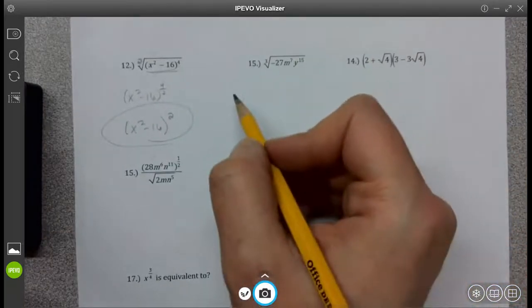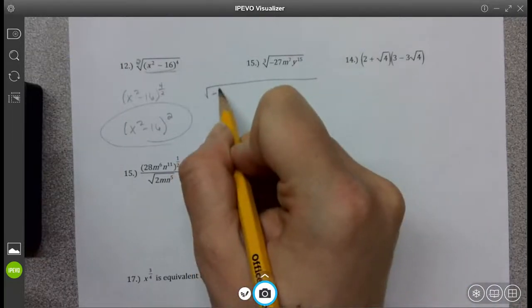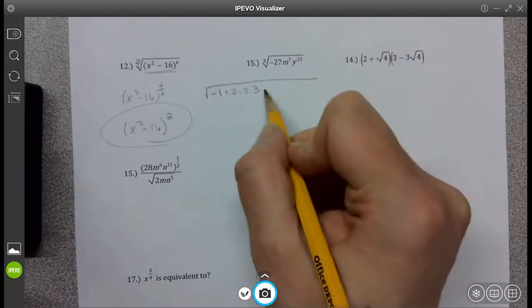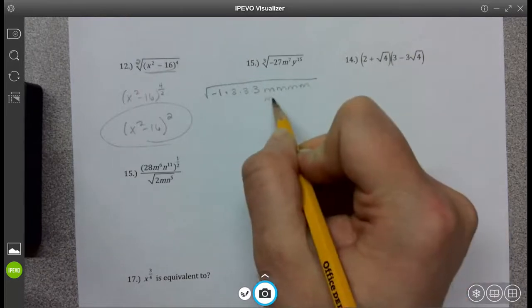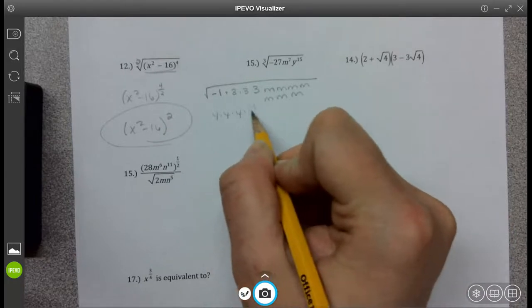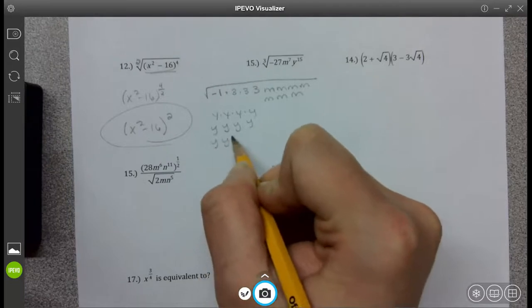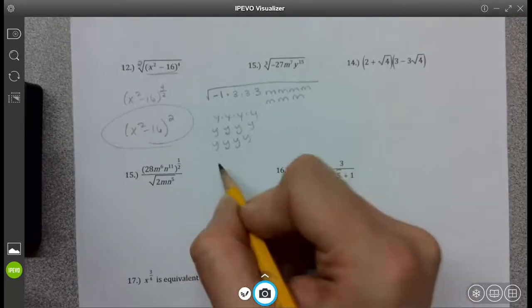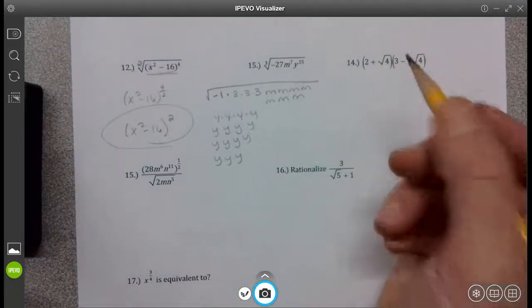The next one is a cube root. I'll write this one out. I like to yank -1 over here and say, okay, 27 is 3, 3, 3, and then count out the factors of the variables. Now, do you have to do this? No, but I'm just showing you both ways.